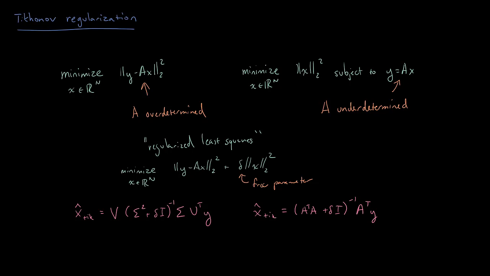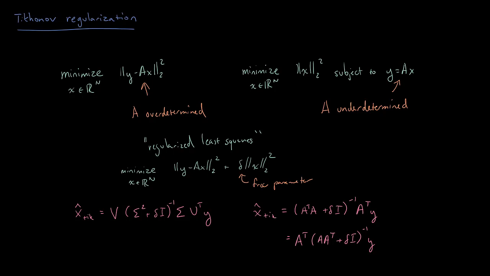In fact, you can also write this in an equivalent form, something you'll show on the homework: A transpose times (A A transpose plus delta times the identity) inverse times y. So either of these formulas is valid, and you can always use either of these. We'll see in a little bit why it might be useful to have this explicit formula as opposed to having to compute the SVD.